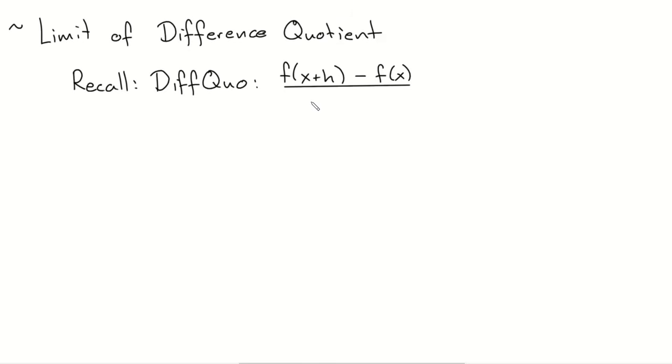Are you sure? What if I did this? f of b minus f of a. What goes downstairs on this one if we're finding the slope of it? b minus a. If we use that same idea here, what goes underneath? x plus h minus x. What goes downstairs? h. This is your difference quotient.